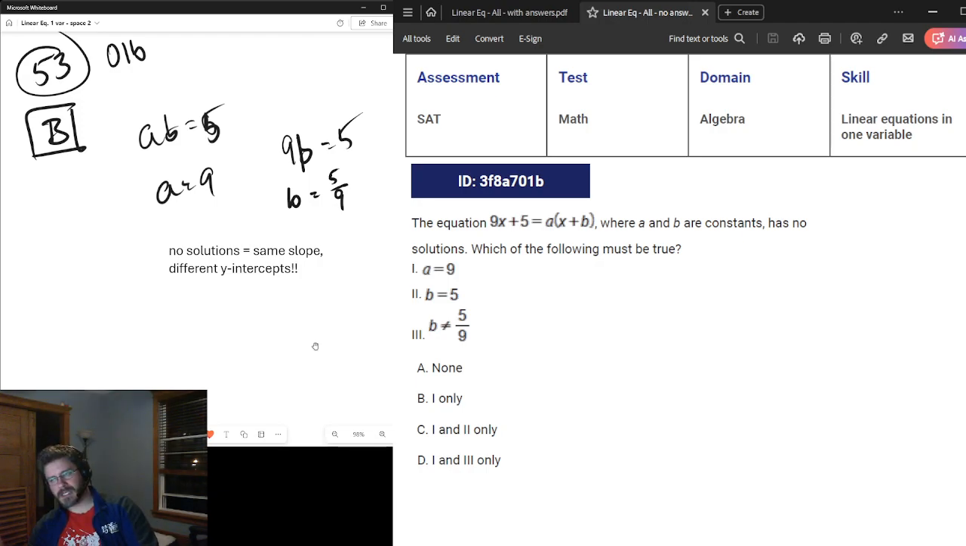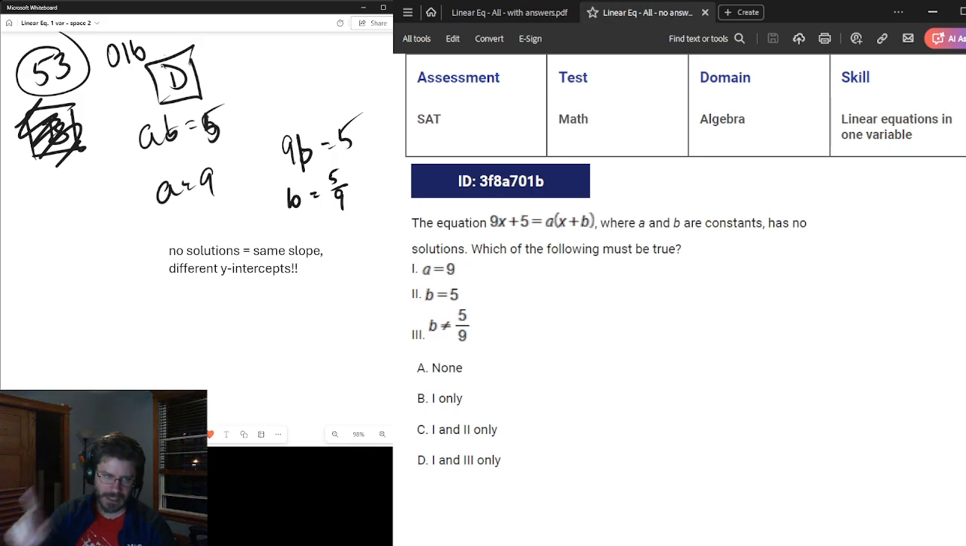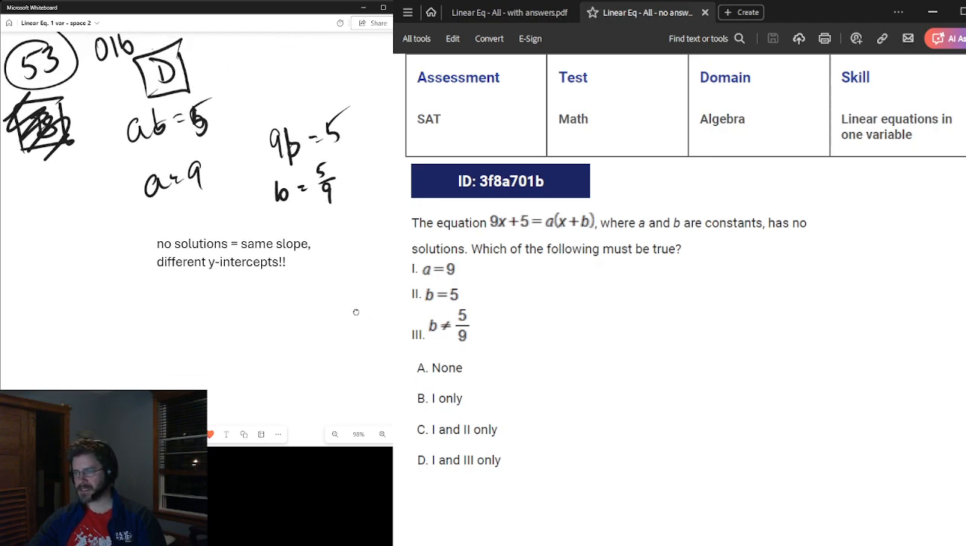So if B in this scenario is 5/9, to make them equal, they're going to be true. Yeah, B cannot be 5/9. So 3 is also true, so that's going to be D here. If you want a proof of that, plug it into Desmos, graph it, and you'll see that these things indeed would be the same line if B is 5/9.